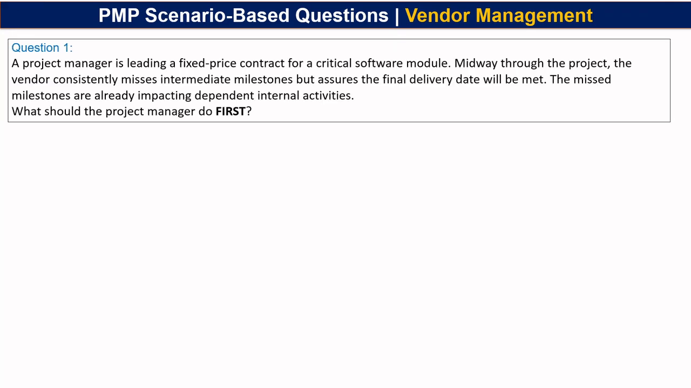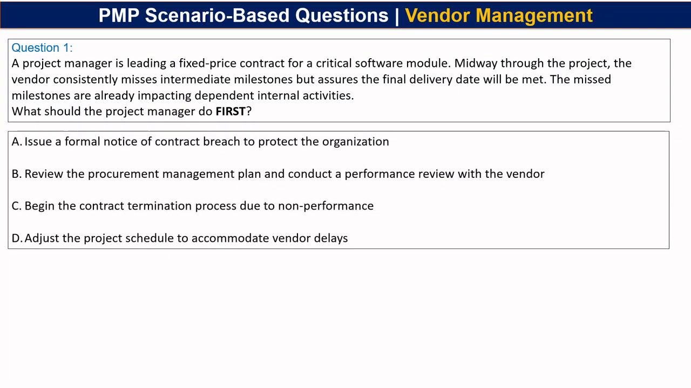Question 1. A project manager is leading a fixed price contract for a critical software module. Midway through the project, the vendor consistently misses intermediate milestones but assures the final delivery date will be met. The missed milestones are already impacting dependent internal activities. What should the project manager do first?